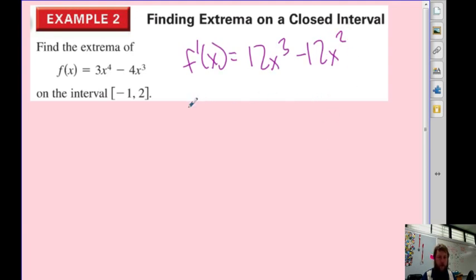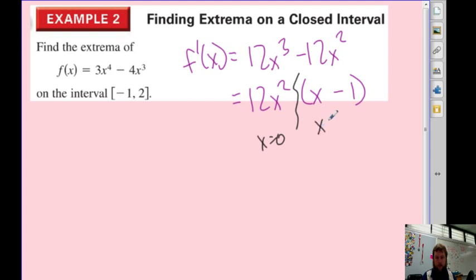I want to find out where this is 0, and an easy way to start is to factor out what I can. I could factor out 12x squared, and I'll be left with x minus 1. Looking at my two factors, using the zero product property, the x values that make this 0 are x equals 0 and, for x minus 1, x equals 1. And there are no values of x where the derivative does not exist. So two of my critical numbers are x equals 0 and x equals 1.